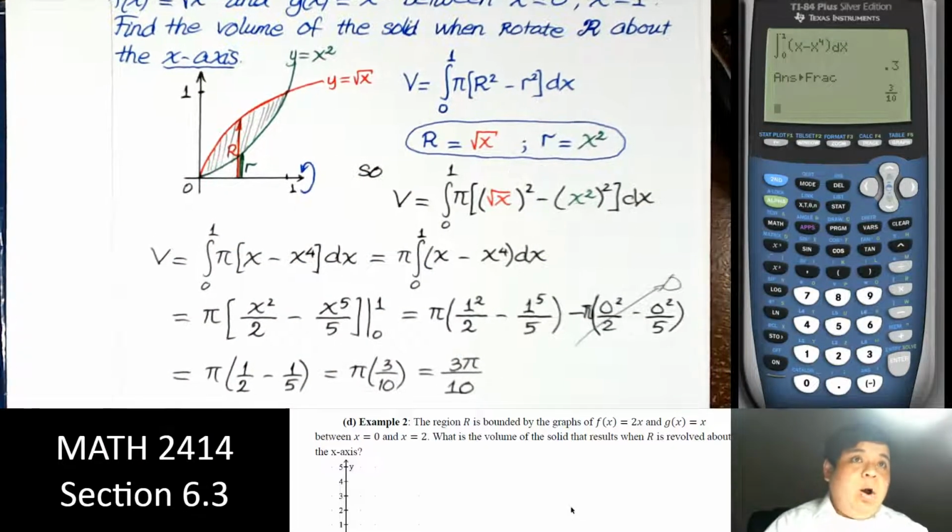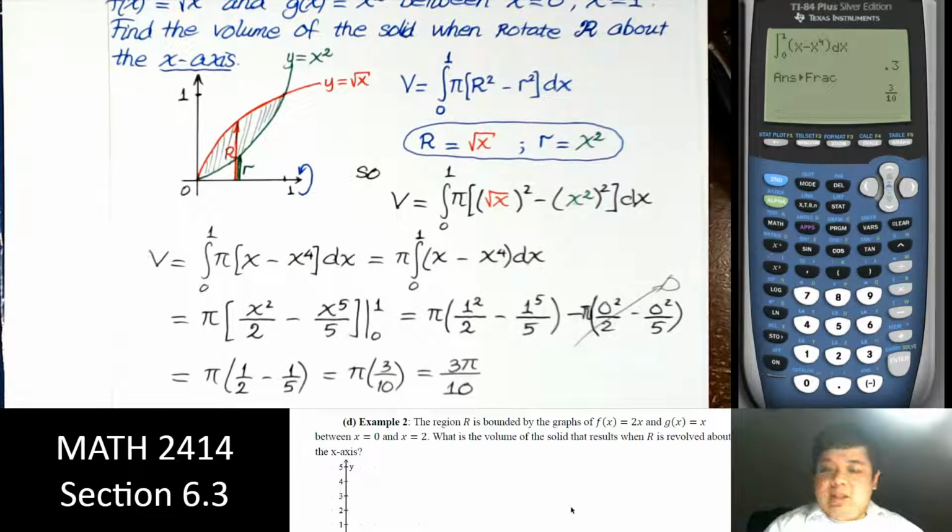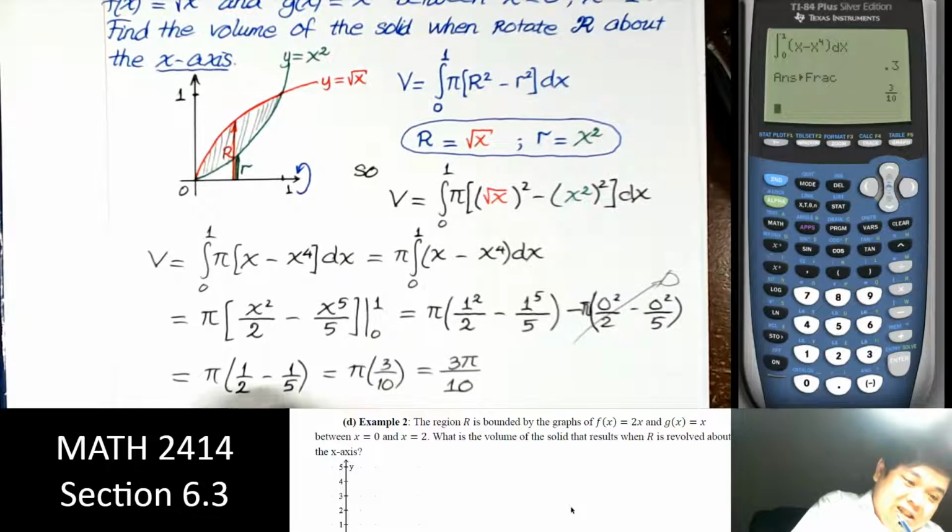Right. Onward, we have a lot more examples of this, especially when the axis of rotation is not the x-axis or the y-axis. That's where things get complicated.